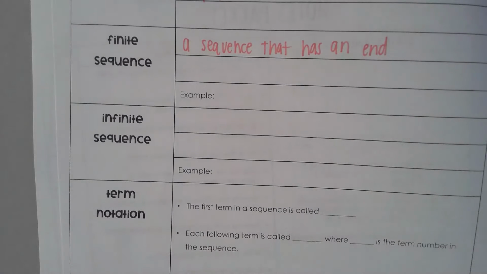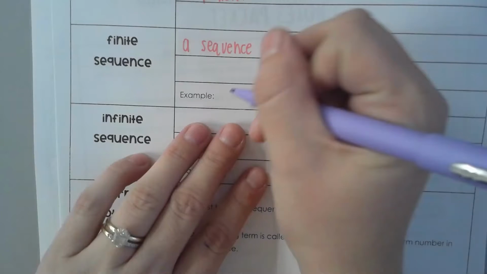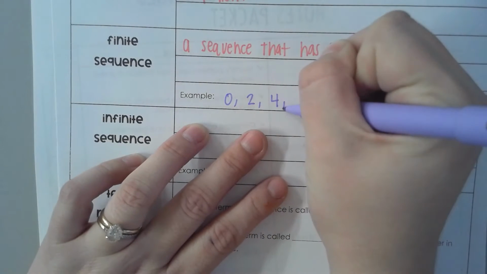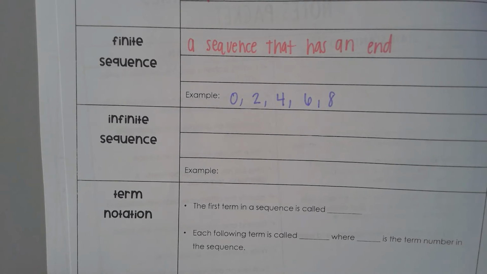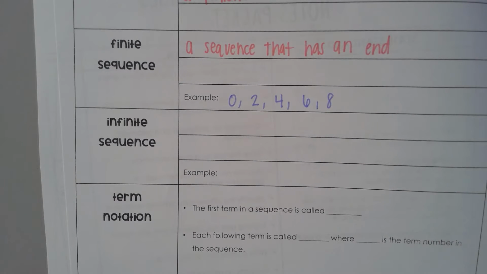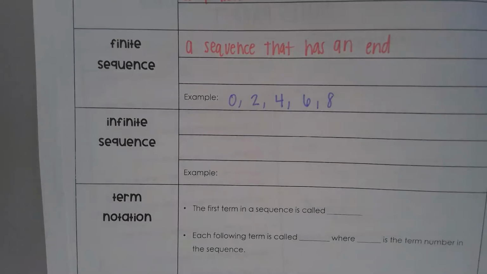So for example, we might have the sequence 0, 2, 4, 6, 8. Does that list of numbers follow a pattern? Yeah. Yep, I'm adding 2 every time. Okay. An infinite sequence is a sequence that has no end. It goes on forever.